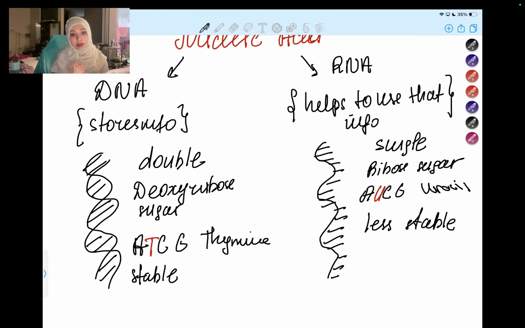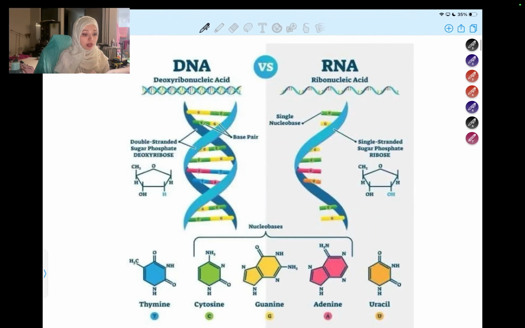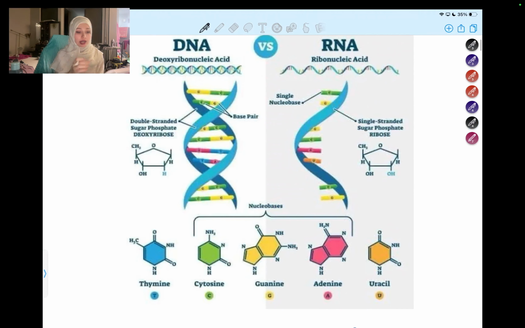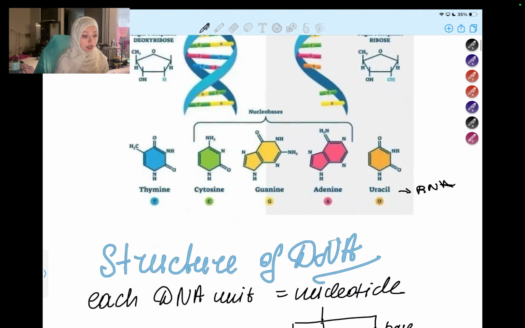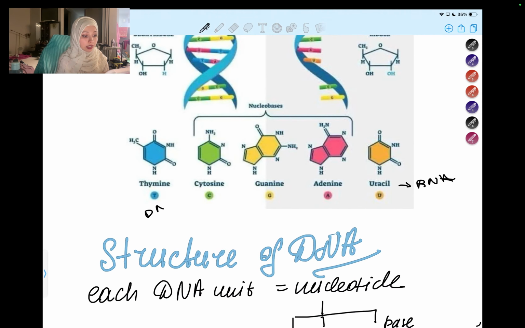And the DNA is more stable, as deoxyribose sugar is considered to be a more stable sugar, but RNA, the ribose sugar, is considered to be a less stable sugar. And you can see here we have a more clear picture, and this is the chemical structure of thymine, cytosine, guanine, adenine, uracil. So uracil only exists in RNA, as we've mentioned, and thymine only exists in DNA.